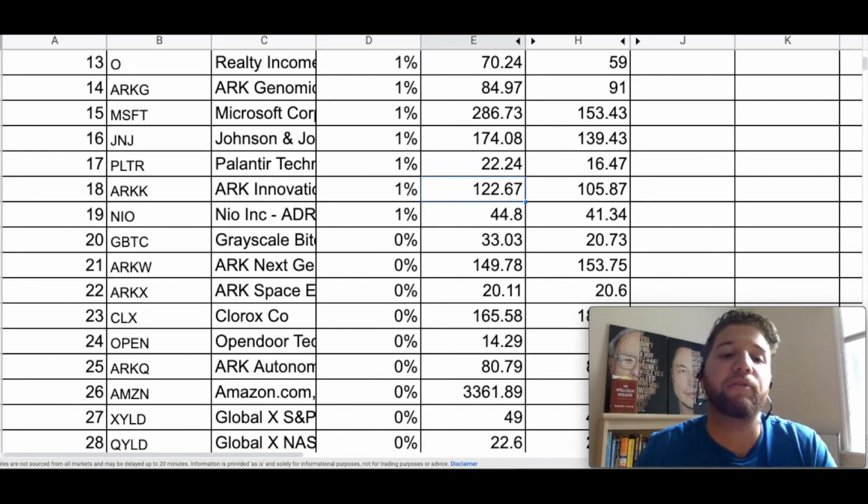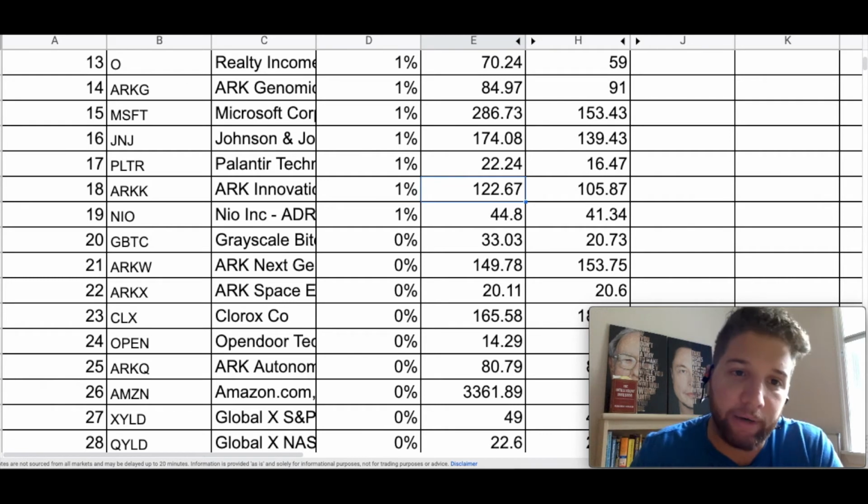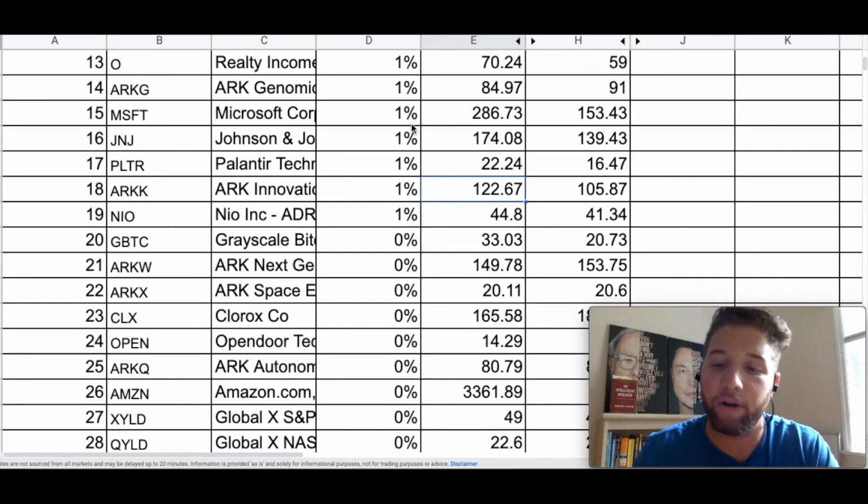All right, number 13, Realty Income, the monthly dividend REIT. This is a REIT that runs triple net lease properties and pays a monthly dividend. I really like Realty Income. This one is probably another hold forever type company. You just get consistent cash flow from it, and it's been doing very well, up to $70. My cost basis is $59.